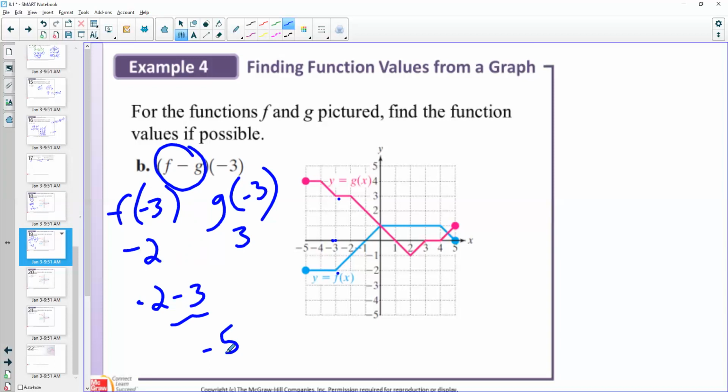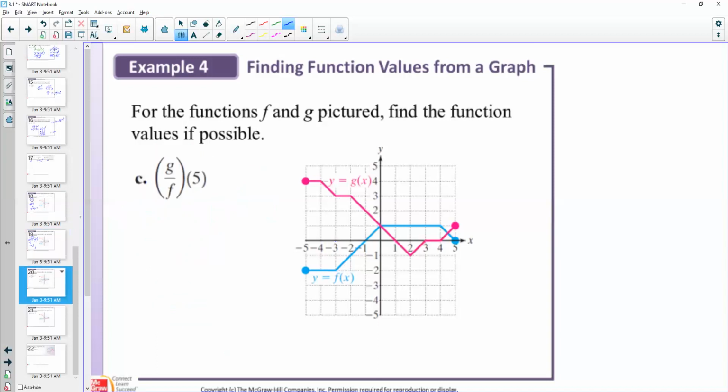Okay, follow it to that spot from left to right. Look at what the value is, up or down, and do what you need to do. G divided by f of 5. So that means I'm going to find g of 5 and divide by f of 5. So I'm going to go over where x is 5, right here. At x is 5, g is 1, f is 0. So that is undefined.